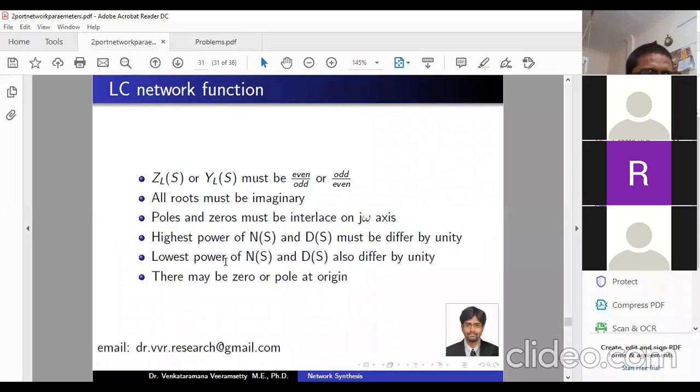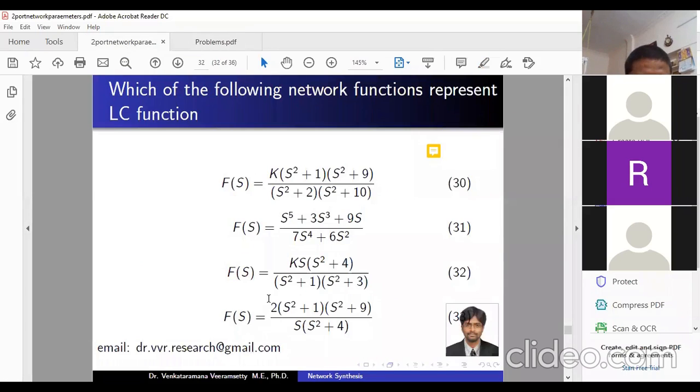Now we will check this last network function. Here the network function is 2 into s square plus 1, plus s square plus 9, s into s square plus 4.